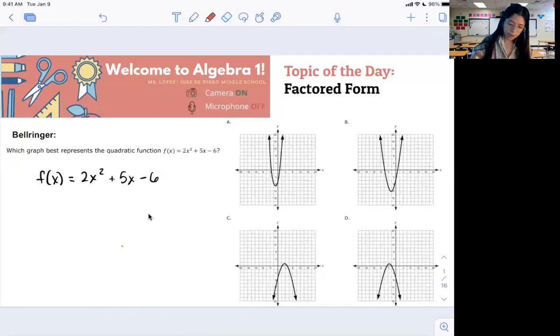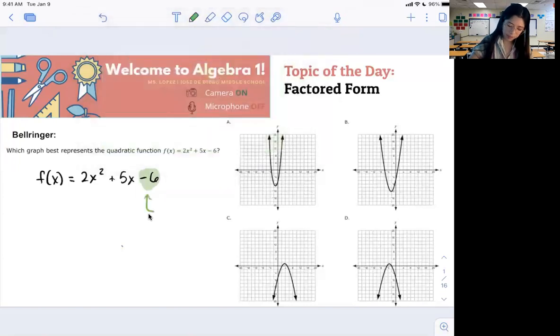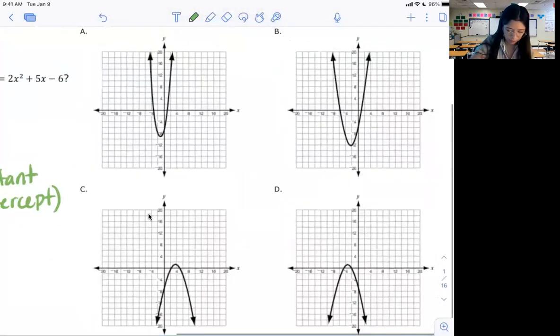Good. Where is the y-intercept supposed to be? Behind the variables, like at the end. At the end. And what do we call that number? A constant. Good. The constant is the y-intercept. So the y-intercept should be -6. Now I'm going to zoom in and let's check it out.